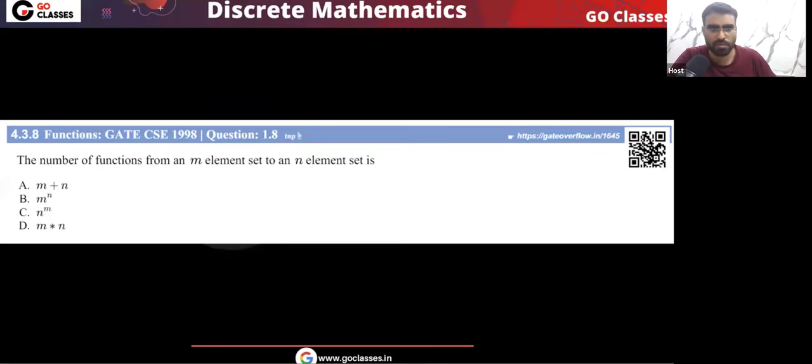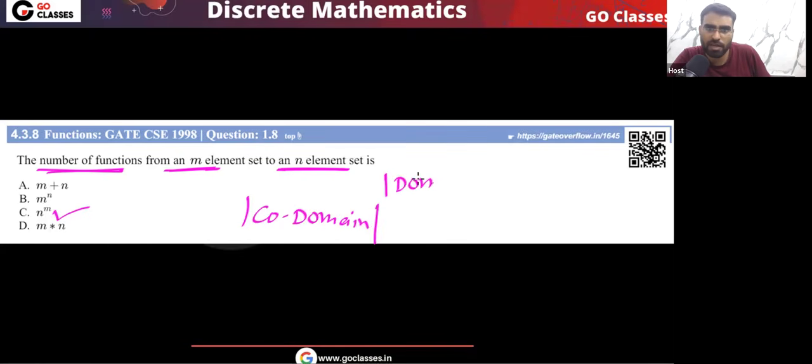Now let's move on. Tell me the answer for this GATE exam question. This is a GATE 1998 question. The number of functions from an m element set to an n element set, that will be n power m. Okay, it simply means the codomain cardinality power domain cardinality. We have already seen this. So the answer will be option C.